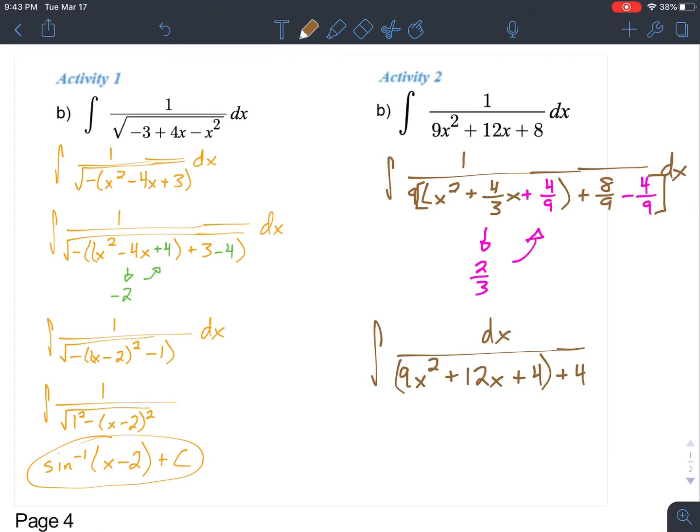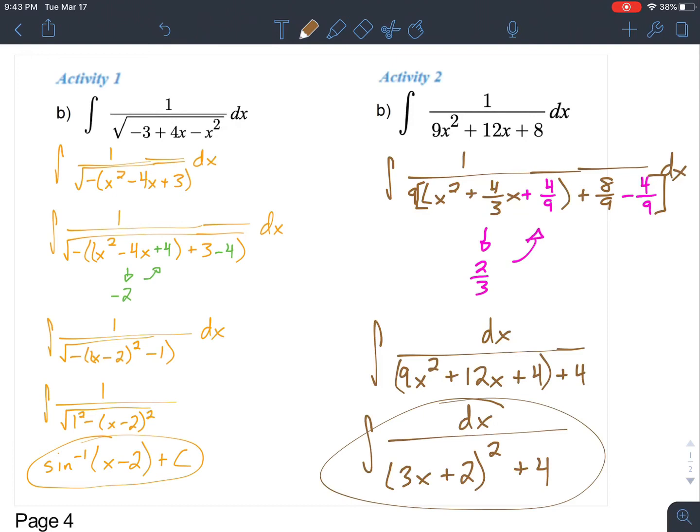And the reason that we wanted to distribute that 9 back in is because this part here is still a perfect square. The way that I know is that if I look at the first part, 9x squared, the square root of that is 3x. And the second part, that 4 there, well, the square root of 4 is 2. So we can still factor that into a perfect square. Then I've got the plus 4 at the end, I've got the dx on top, and we're integrating.